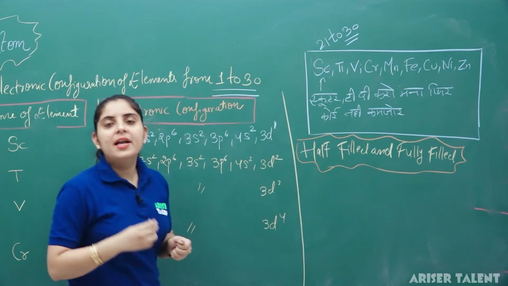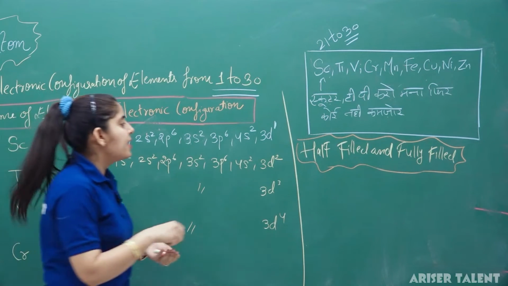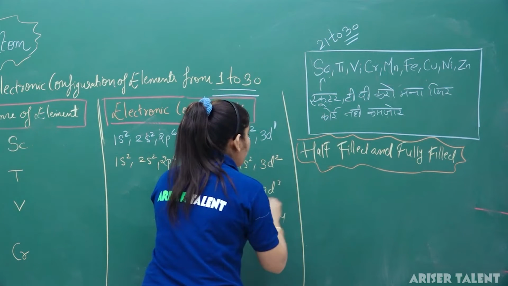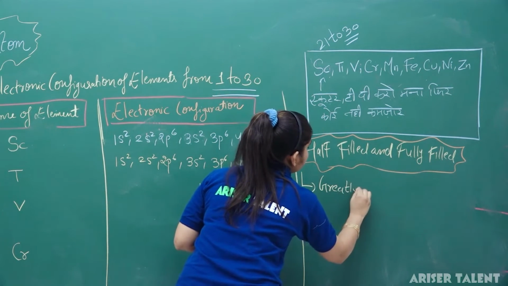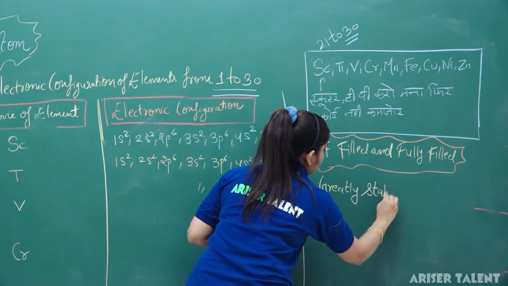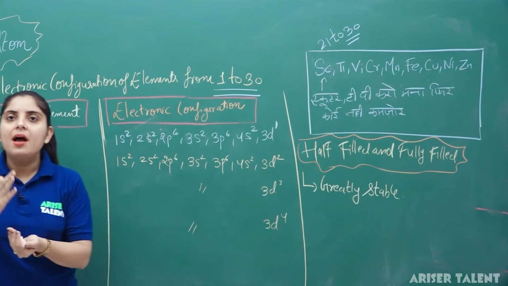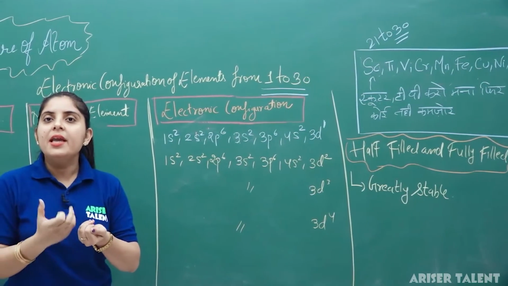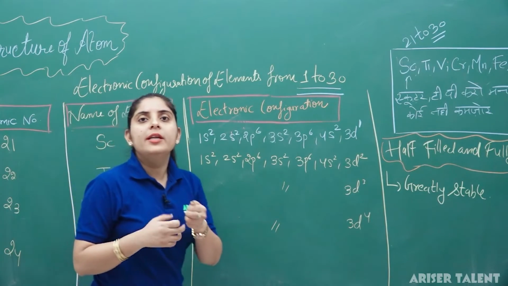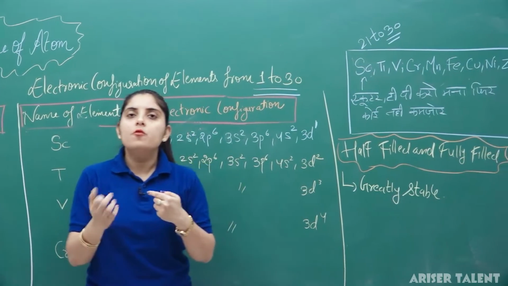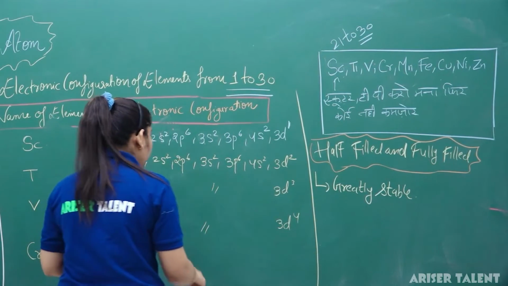Half filled orbitals and fully filled orbitals have greater stability because of their exchange energy. It means half filled and fully filled orbitals are greatly stable. How are they stable? Because the electrons in the orbital are half filled or fully filled, they are completely stable and they do not need to exchange energy or electrons with each other. So I am considering an example to show half filled and fully filled orbitals.